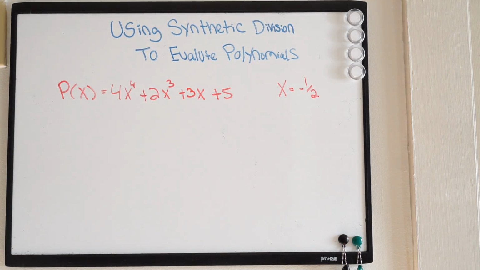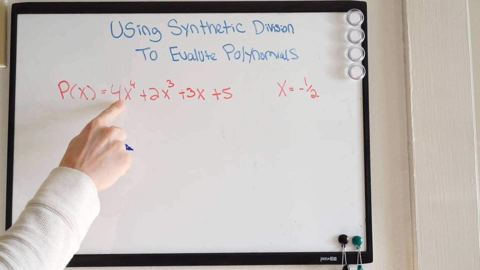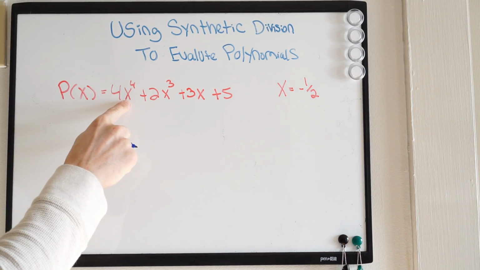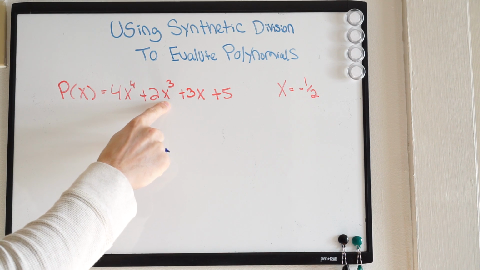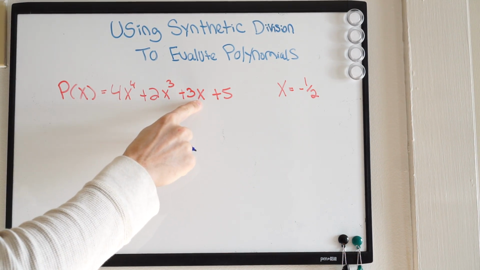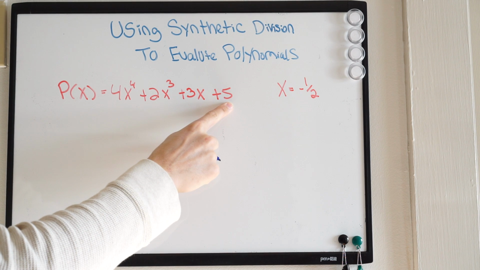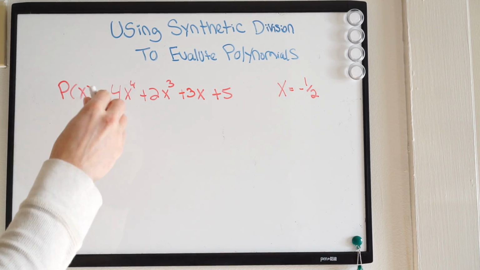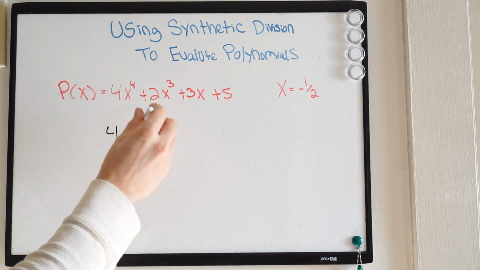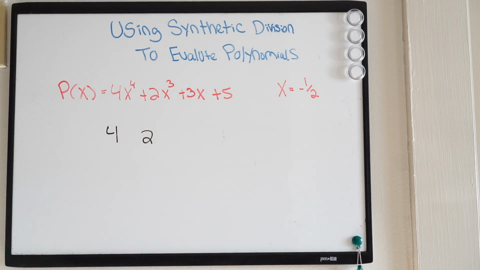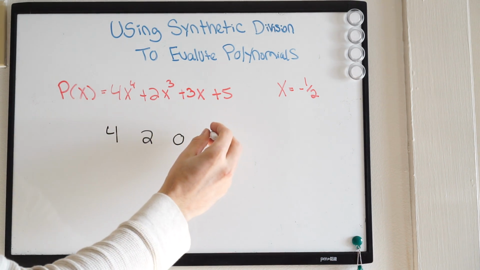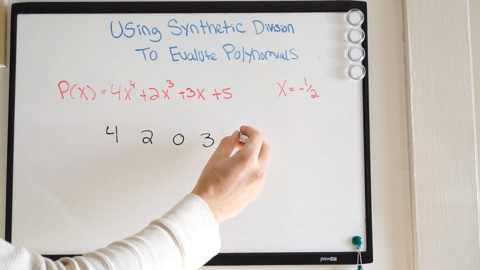Okay? And so when we set this up, remember, we have to write any terms that have a coefficient of 0. So if we look at our function here, it's going from x to the 4th to x to the 3rd, and then it skips that x squared term and then goes right to x and then to the constant, which is 5. So we have to put a 0 in for that x squared term. So how this is going to look, we're going to write just the 4, then we write just the 2, and then we have to write a 0 for that x squared term that's missing, and then we go down to 3x, so just the 3, and then the 5.